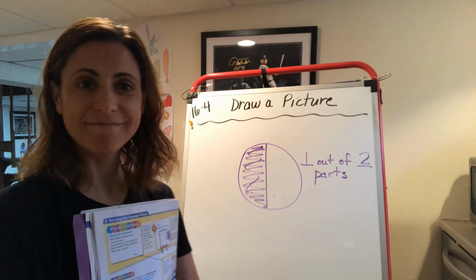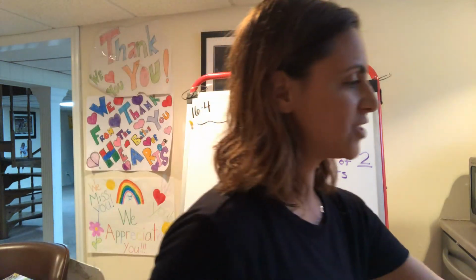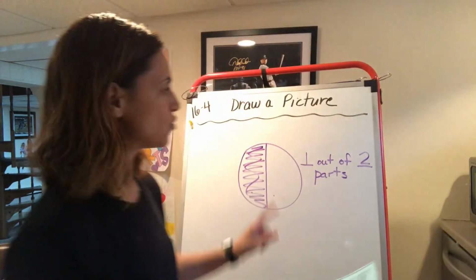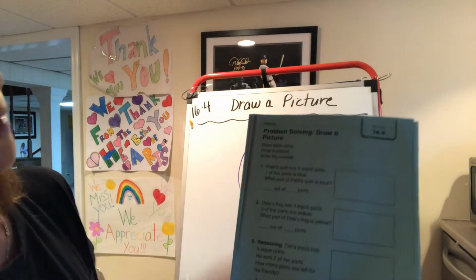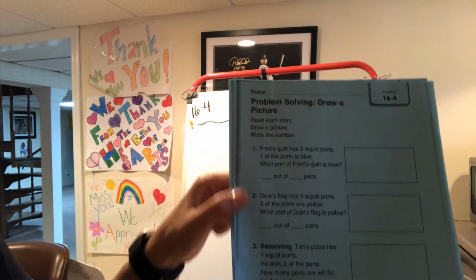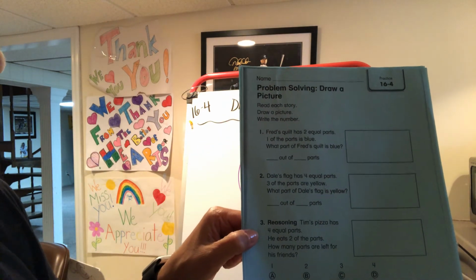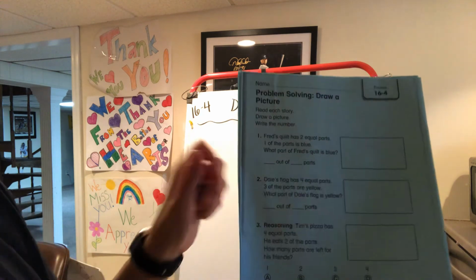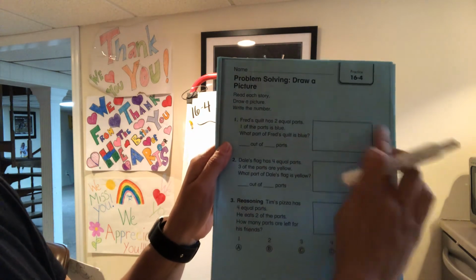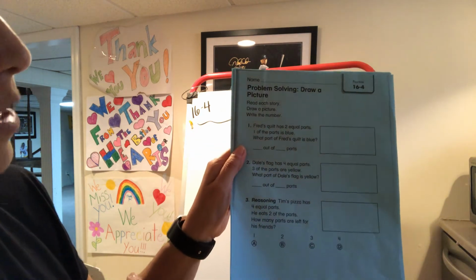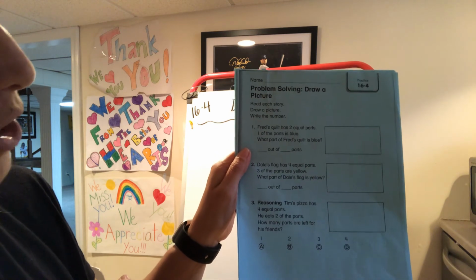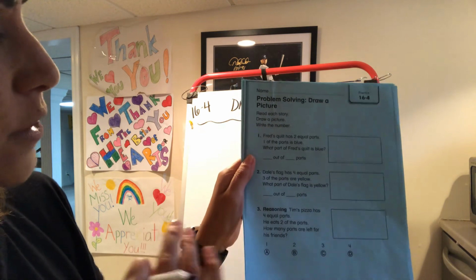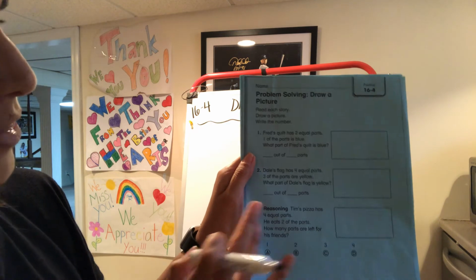Get it? Okay. So your job today is to try this. You're going to read the story on 16-4. There are 3 little stories that you have to read. They want you to draw the picture. You can just use the rectangle, divide it into the equal parts that they ask you to do in color. I will read you the first one and then the second and third.